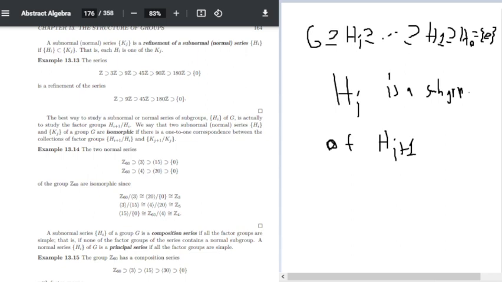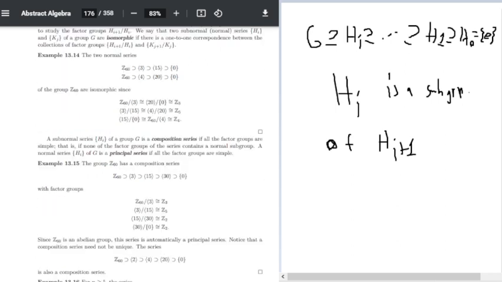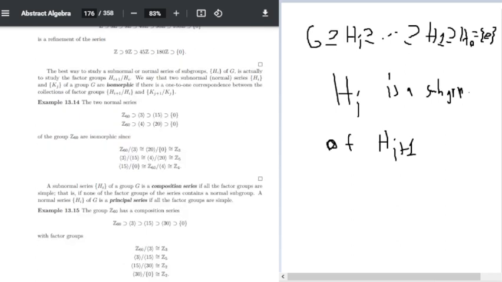The best way to study a subnormal or normal series of subgroups H sub i of G is actually to study the factor groups H sub i plus 1 over H sub i. We say that two subnormal or normal series H sub i and K sub j of a group are isomorphic if there is a one-to-one correspondence between the collections of factor groups H sub i plus 1 over H sub i and K sub j plus 1 over K sub j. Yeah, so it's about the length in this case.